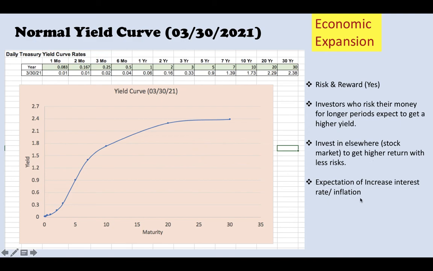Then with the expansion comes the expectation of increased interest rate and inflation. So currently, given that the government printed all this money for the stimulus checks, everybody talks about inflation. So when you have inflation, you don't want to hold any long-term bonds because you are locked into the long-term bonds. If the future interest rate goes up, your bonds are going to decrease in price. So that's why.